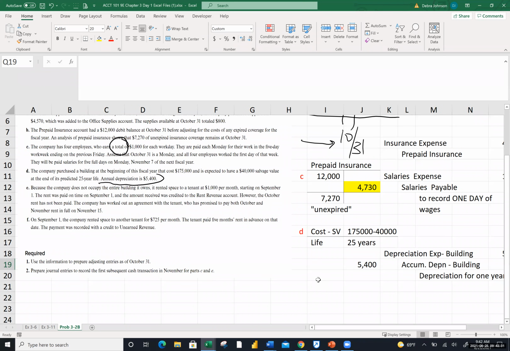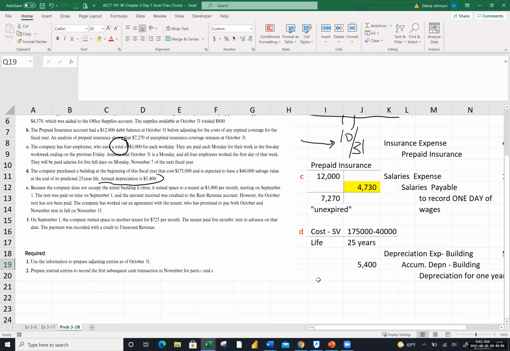Okay, so September is good. They got the money. It's in the books. We don't have to worry about September. However, the October rent has not been paid. The company has worked out an agreement with the tenant, who has promised to pay both October and November rent in full on November 15th.